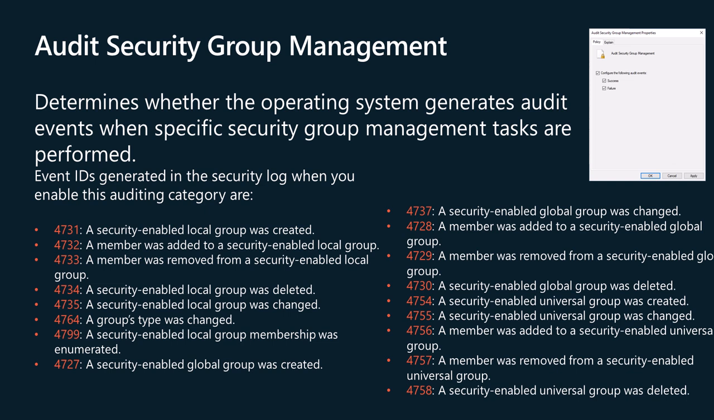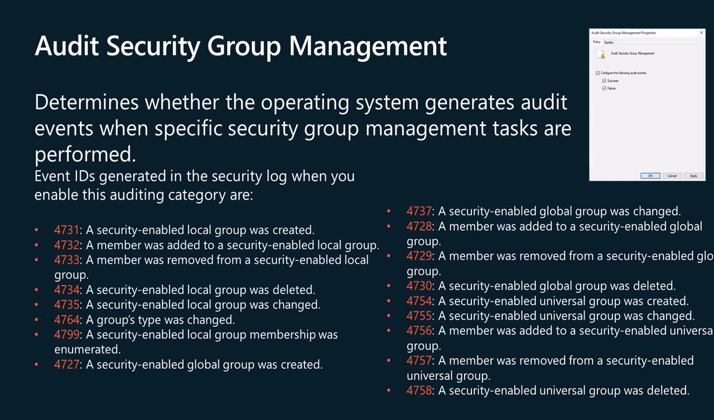4727, a security-enabled global group was created. 4737, a security-enabled global group was changed. 4728, a member was added to a security-enabled global group. 4729, a member was removed from a security-enabled global group. 4730, a security-enabled global group was deleted.